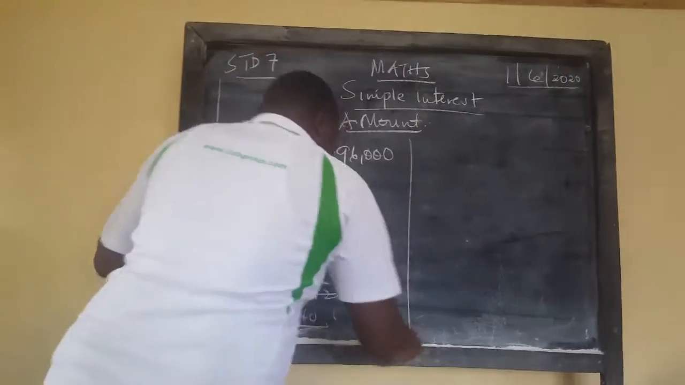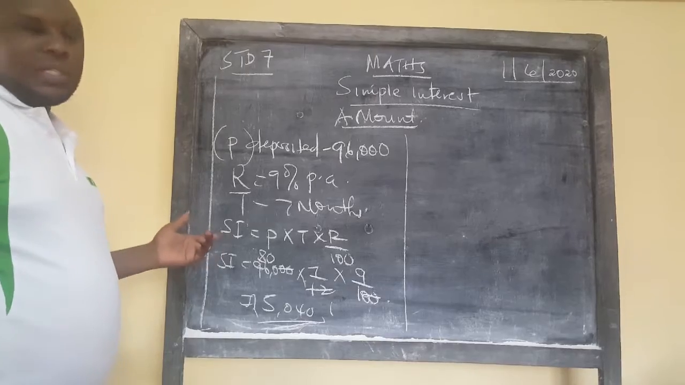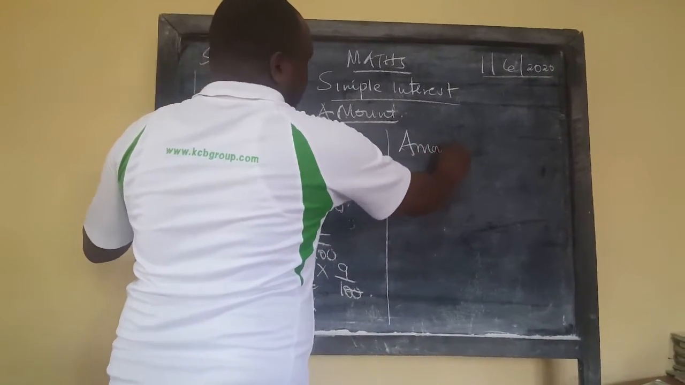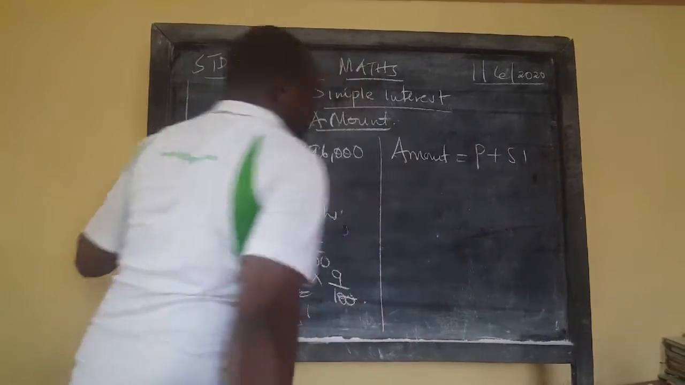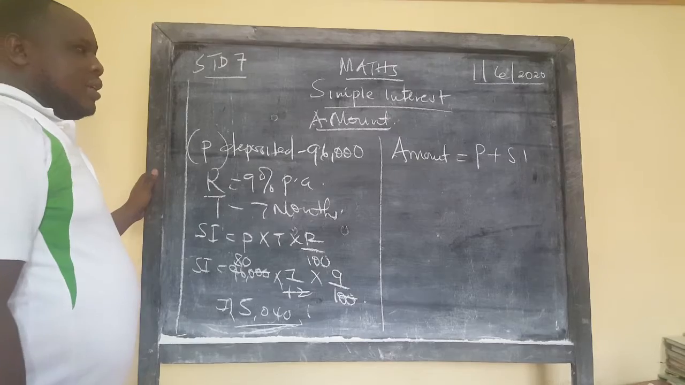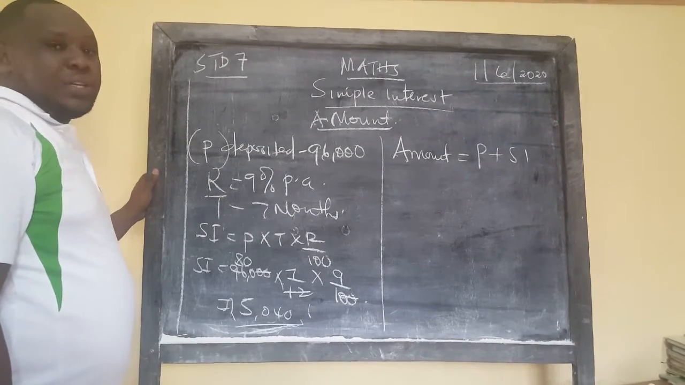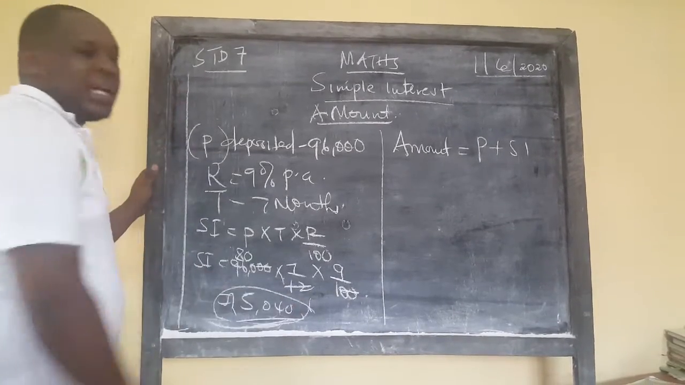Now, after getting that simple interest, we want to get the amount. And what is the amount? Amount is gotten by getting the principal plus the simple interest that we have calculated. Now we have gotten the simple interest, we don't need to calculate it.